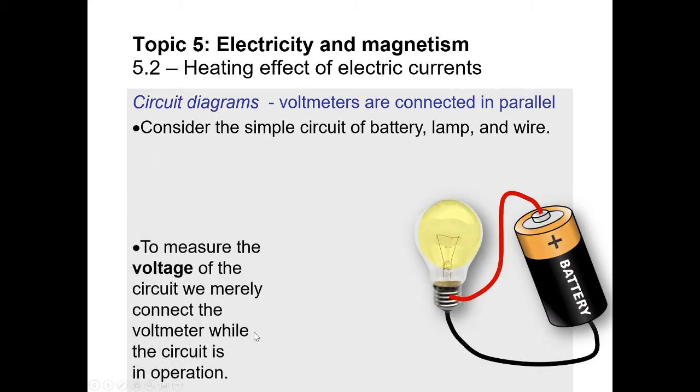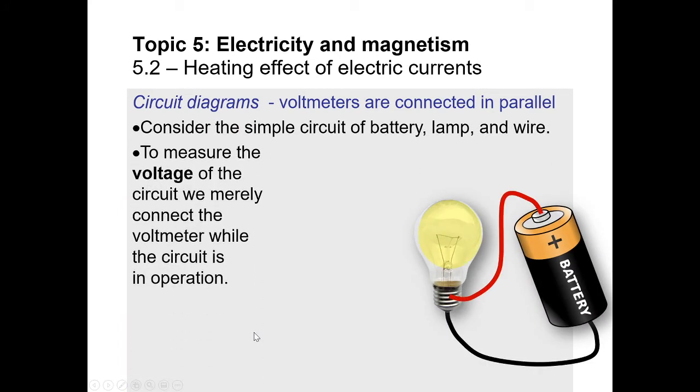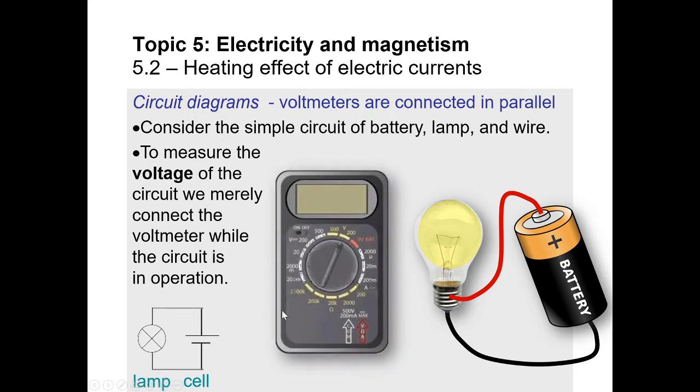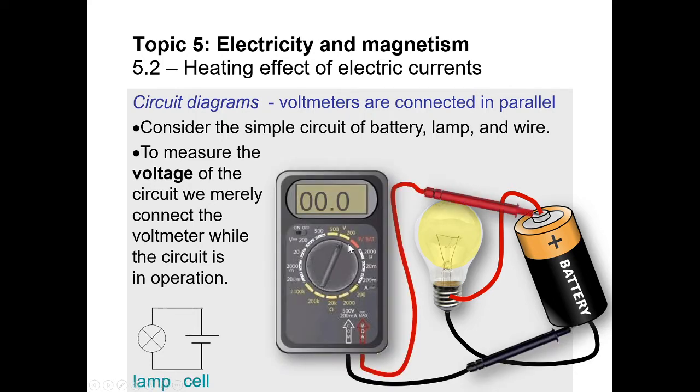All right, consider the following. We've got a simple circuit of just a battery, a lamp, and wires. If we want to measure the voltage of the circuit, you can just connect the leads of a multimeter to the ends of a battery. So this is the simple circuit that we have. There's the diagram. We've got the cell and we've got the lamp. Depending on what the voltage is, we might have to change the dial here, but right now it's set on 200. We're changing it to 20. It's about 1.6 volts.